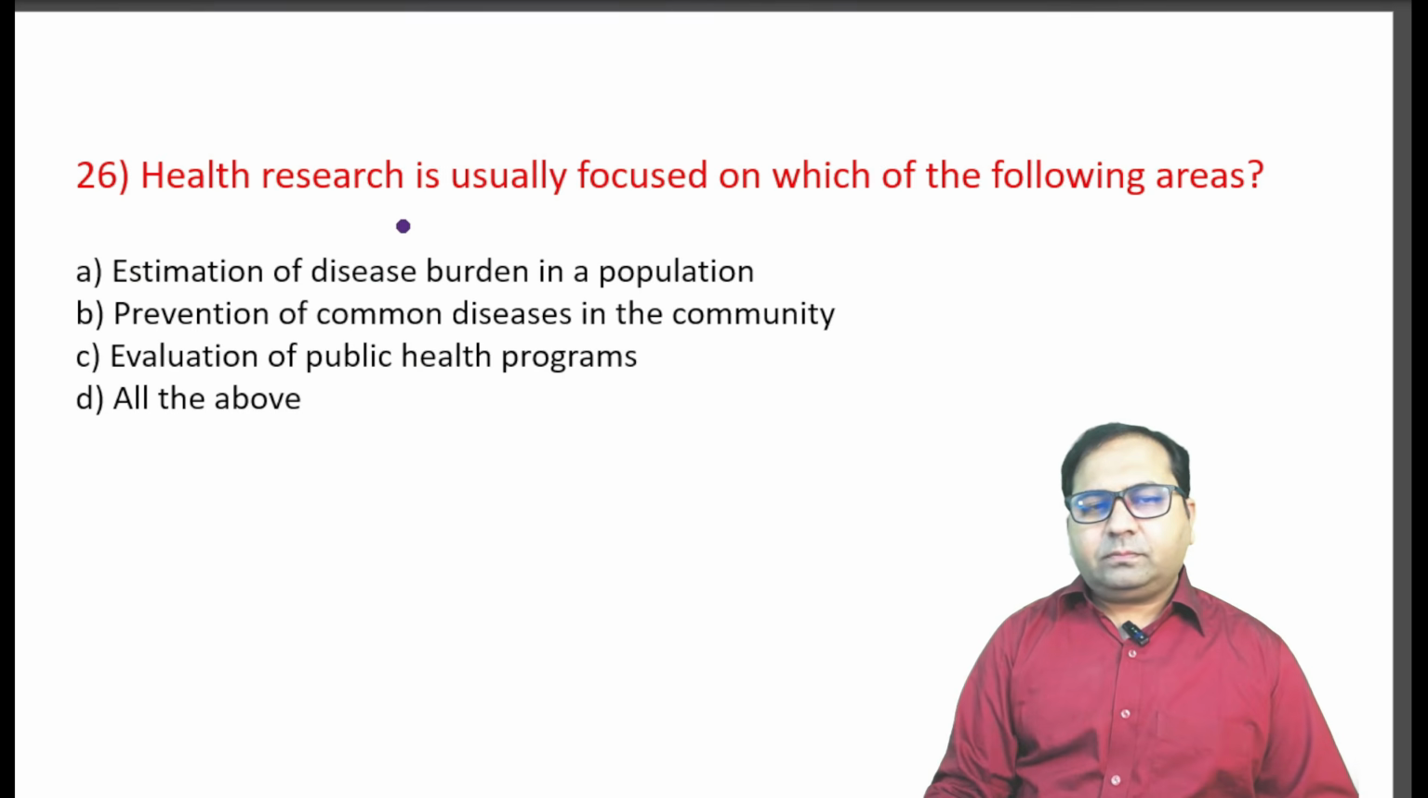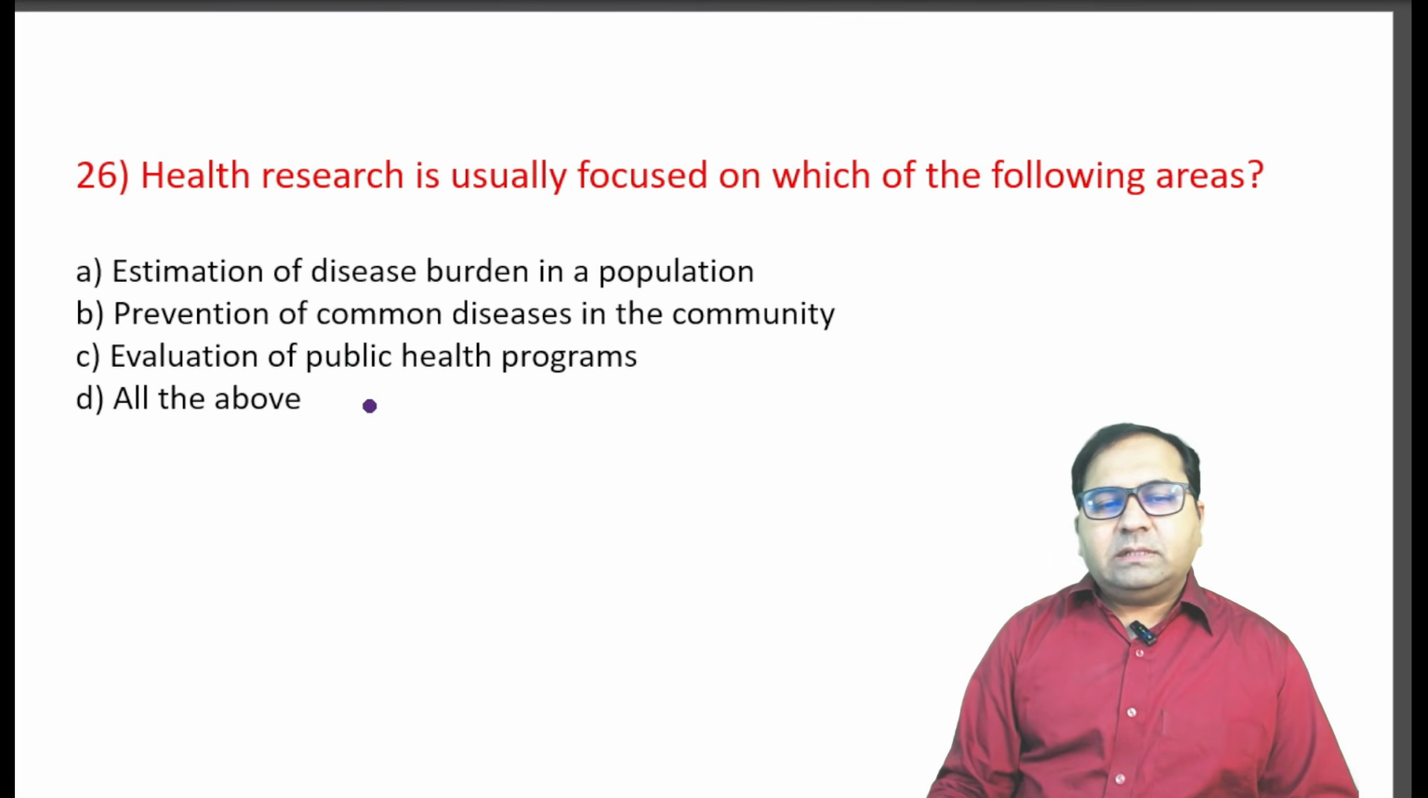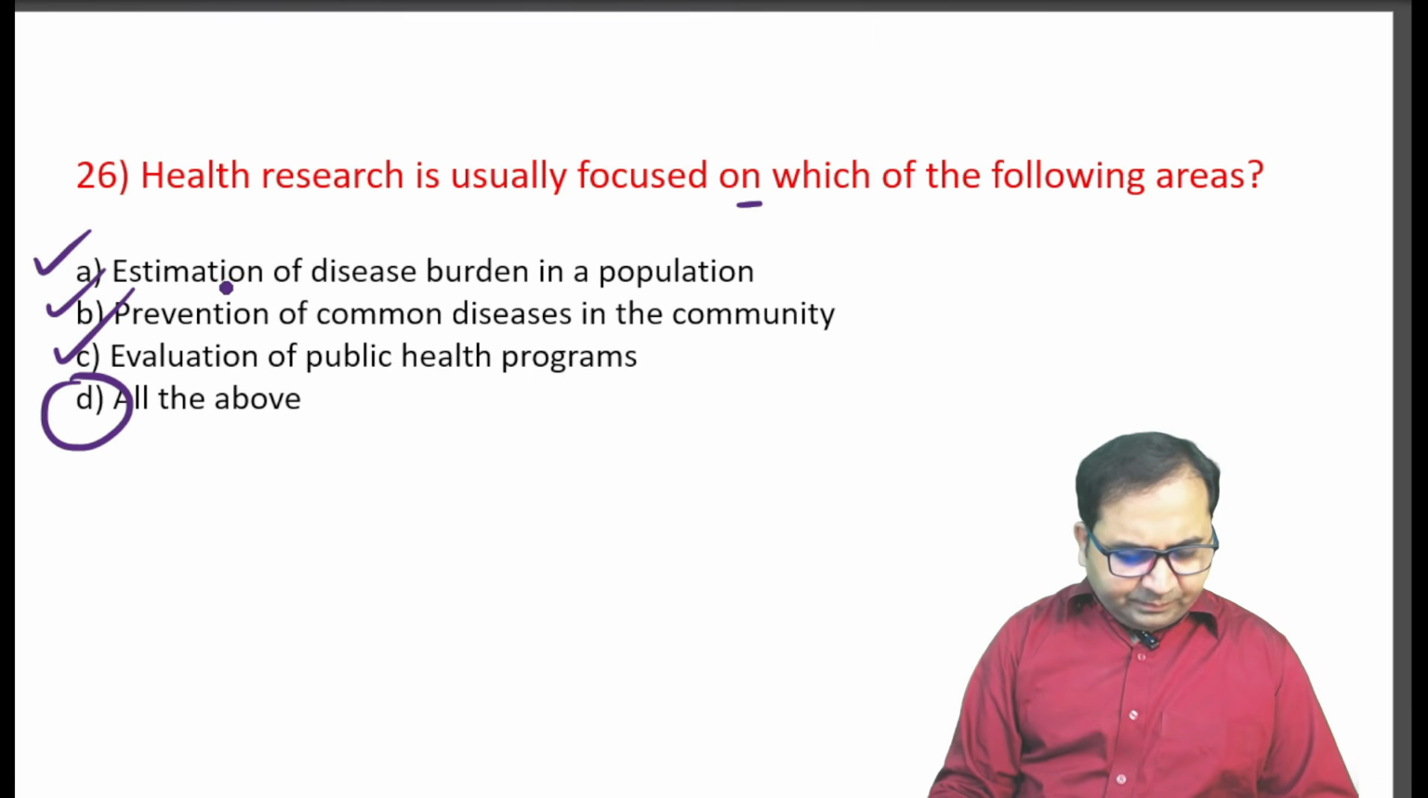Next question. Health research is usually focused on which of the following areas? The options are A, estimation of disease burden in a population, B, prevention of common diseases in the community, C, evaluation of the public health problems, or D, all of the above. So health research is usually focused on all of the above: estimation of disease burden in a population, prevention of the common diseases in community, and evaluation of public health problems.